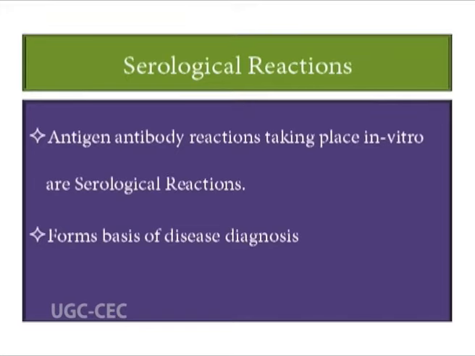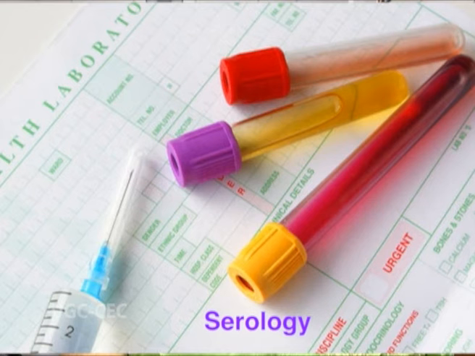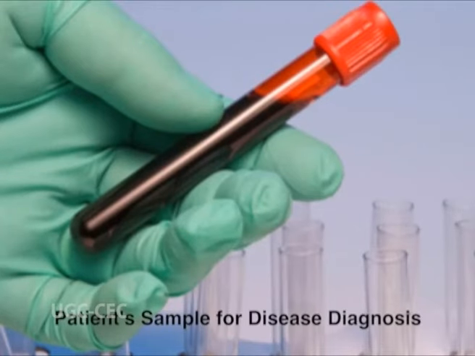Serological reactions. Antigen antibody reactions taking place in vitro are known as serological reactions. Diagnosis of diseases by serological reactions is one of the preliminary tests for patients suffering from infections. Agglutination and precipitation are the basic types of antigen antibody reactions, which have immense medical applications in the form of serological reactions. Immune complex formation forms the basis of serodiagnostic tests. Serodiagnostic tests are used for the diagnosis of infectious diseases.